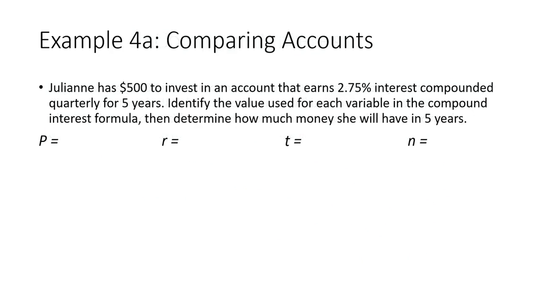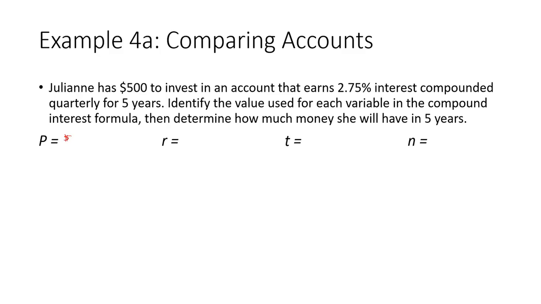Julianne has $500 to invest in an account that earns 2.75% interest compounded quarterly for 5 years. We're going to identify all of these variables again, and then we're going to determine how much money she has in 5 years, and then we're going to compare this to a different account.